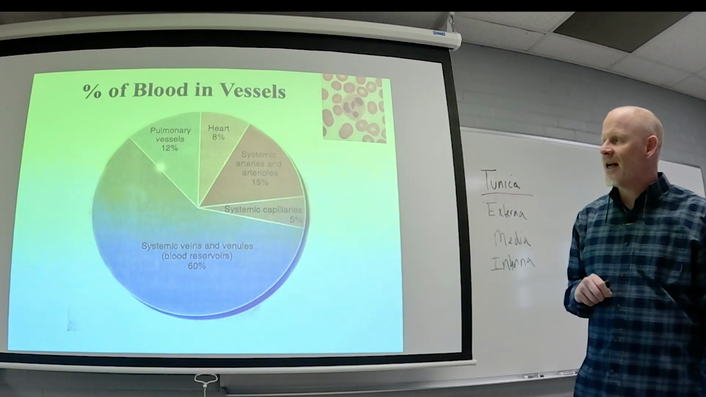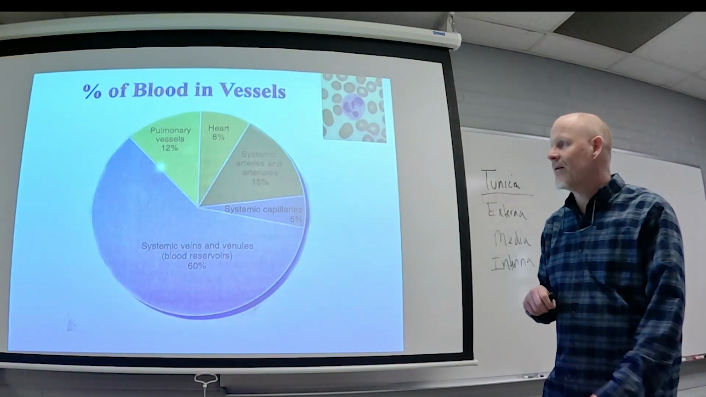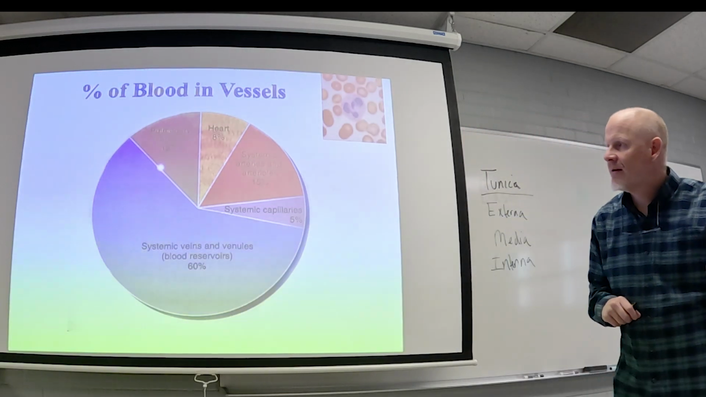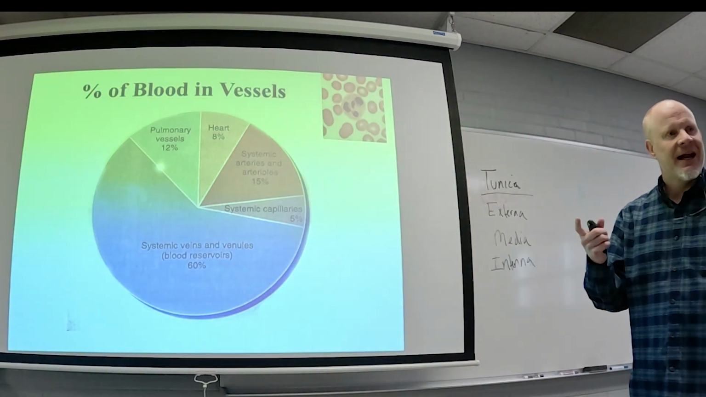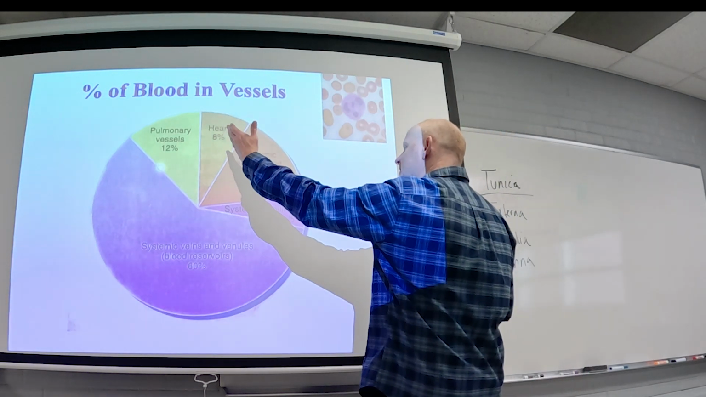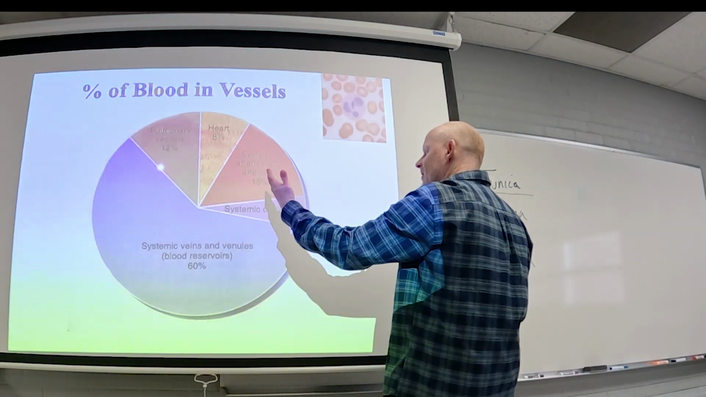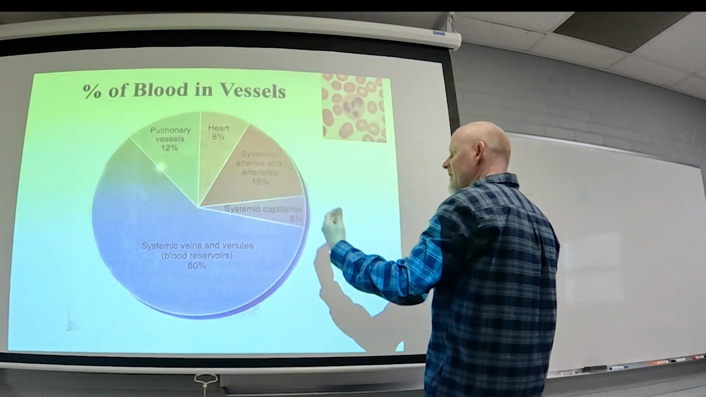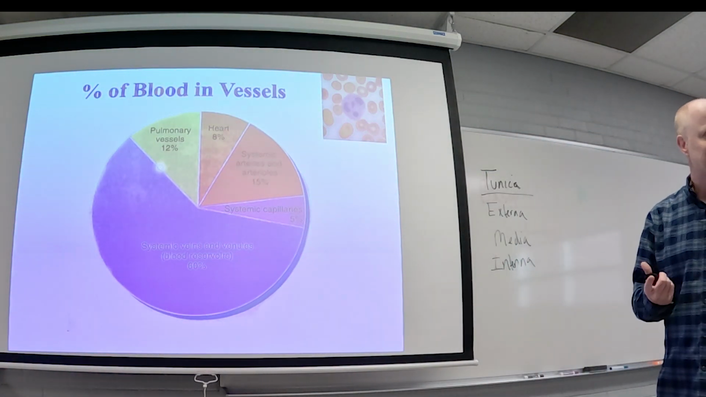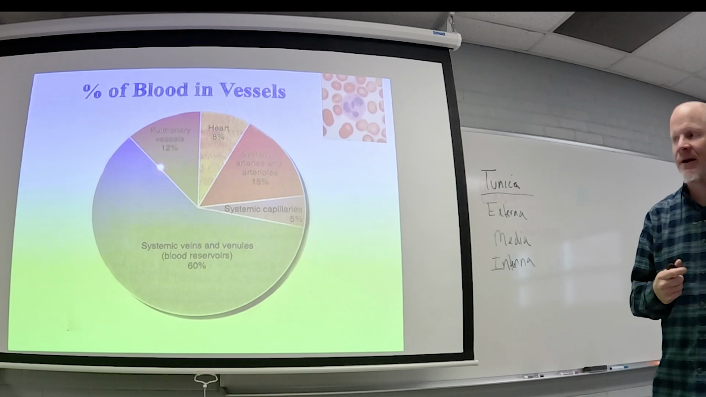And everything else is kind of on the arterial side, right? So about 12% of your blood is always in the pulmonary circuit. The rest of it, 88% of it, is in the systemic circuit. And then some of it's in your heart, not very much, obviously, right? Some of it's in your systemic arteries and arterioles, and then your systemic capillaries, about 5%. So most of the blood sits in the veins for a long period of time.